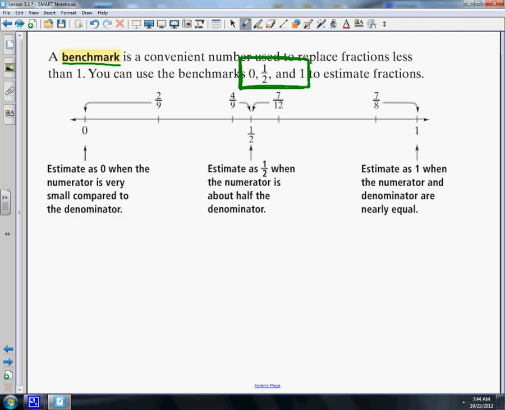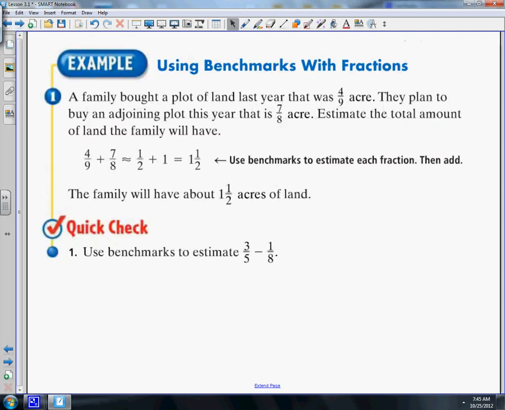So here are some examples. 2/9 is right about here on the number line. So they would say 2/9 is really small, so a good estimate or a good benchmark would be 0. 4/9 or 7/12 are about in the middle. They're about half of the denominator. 4 is about half of 9 and 7 is about half of 12. So for those, a good benchmark would be a half. And then any large fractions like 7/8, 9/10, all of those where the numbers are real close to each other, 1 is a good benchmark for those. So, what you're going to see says using benchmarks with fractions.